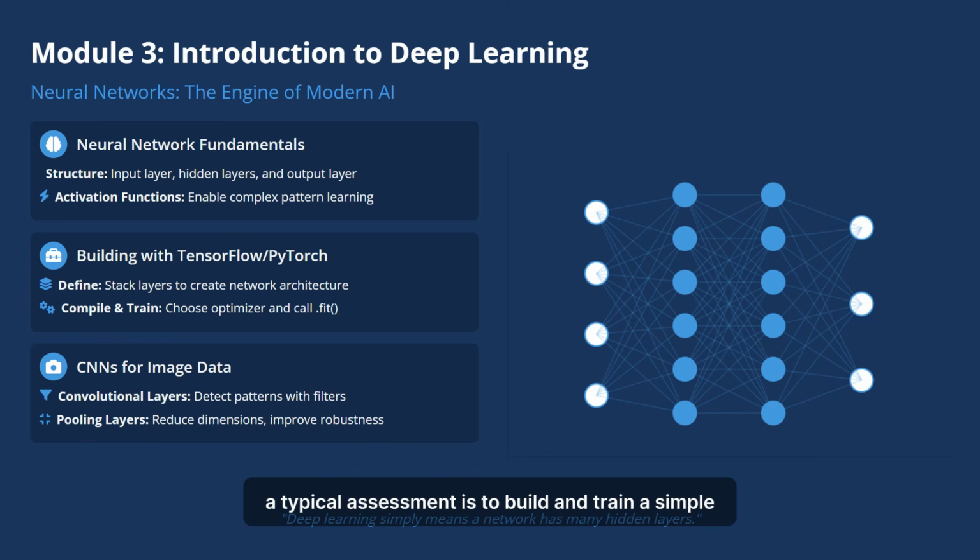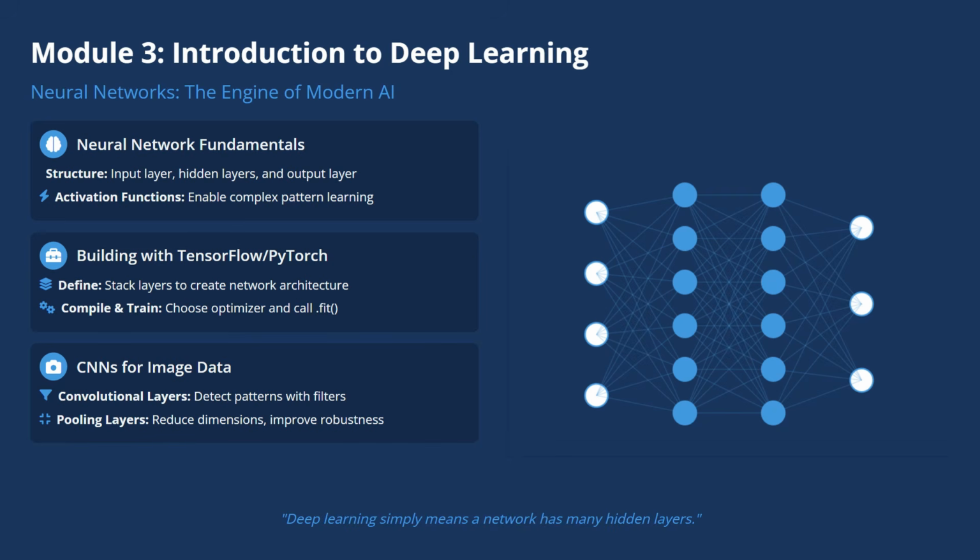A typical assessment is to build and train a simple network to classify the famous MNIST dataset of handwritten digits. The ideal answer would include the code to define, compile, and train the model, and would end by reporting the final test accuracy, for example, test accuracy 97.5%.